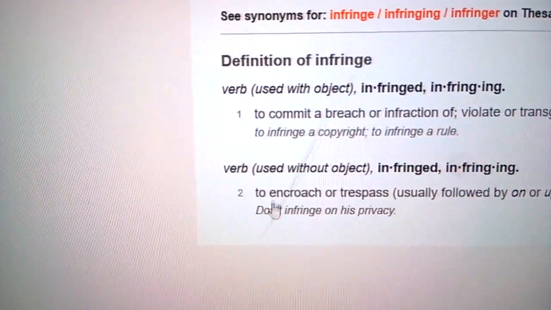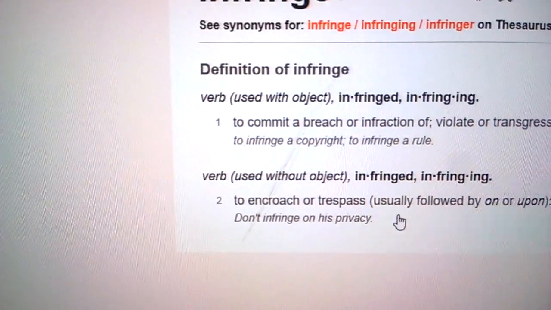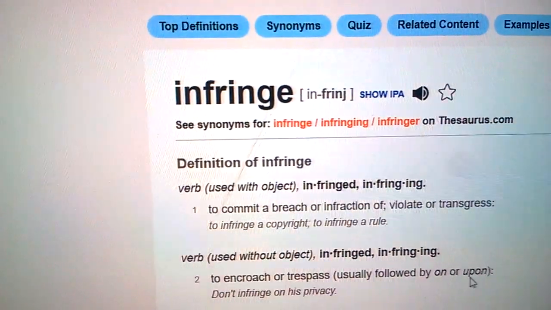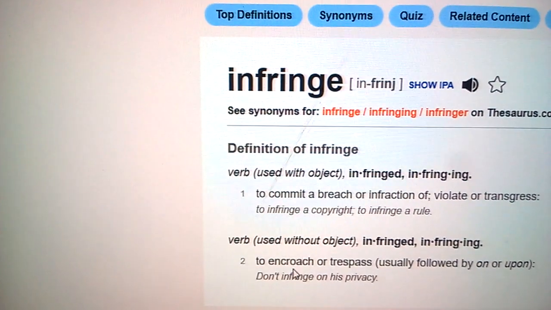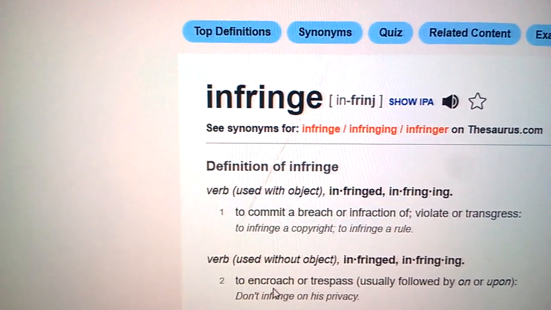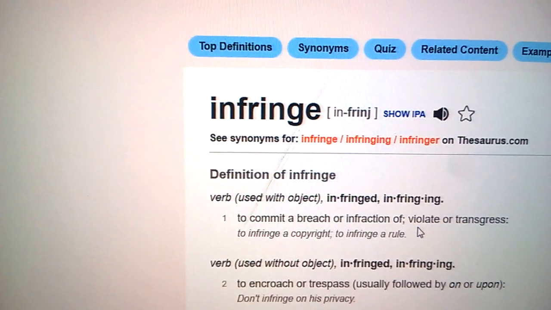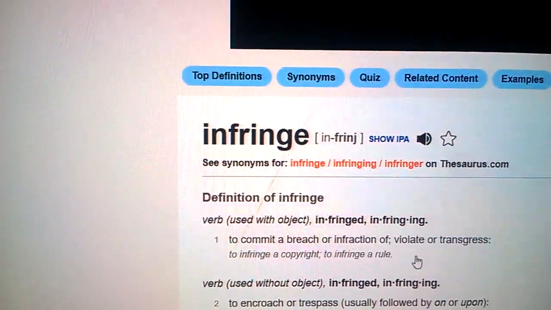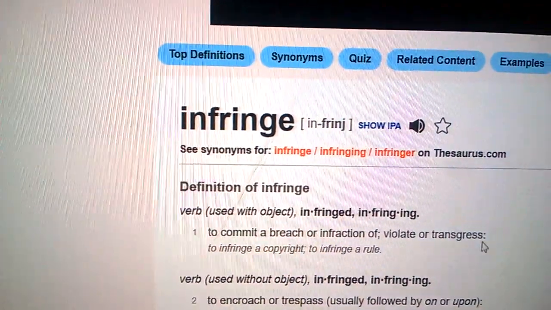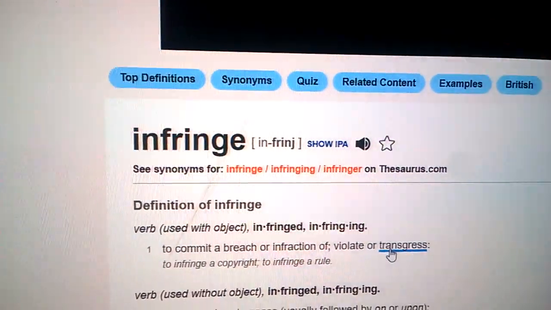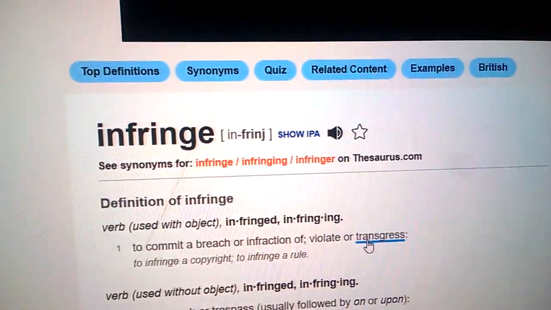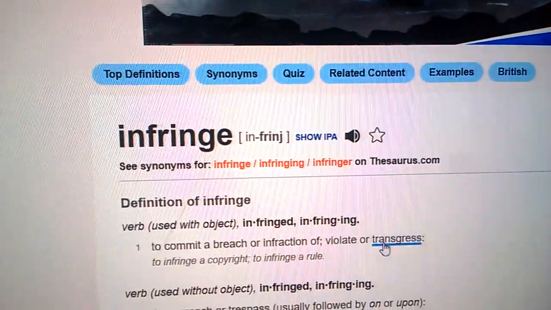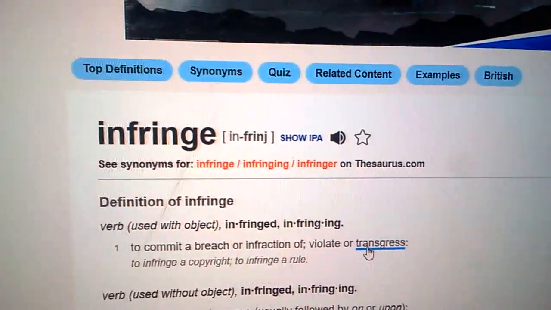Infringed. To encroach or trespass, usually followed by on or upon. Now, to encroach something means you are violating it, which is also covered up here in this verb. To commit a breach or infraction of, violate or transgress. That would pretty much mean, now I'm not a lawyer or a judge, I'm not on the Supreme Court, I'm just Josh Howard here, I'm just reading the words as they're written on the paper.